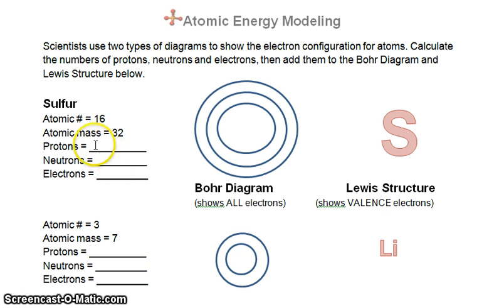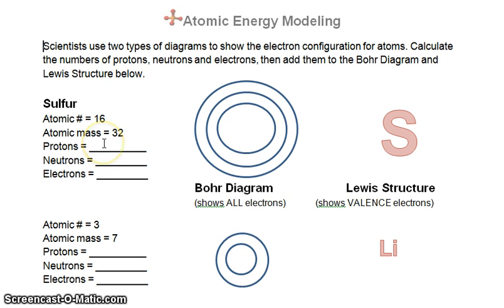So to start out with, every element on the periodic table is going to have a unique atomic number. It's also going to have a unique atomic mass. These numbers are determined by the number of protons, neutrons, and electrons. The number of protons in an element is the same as the atomic number. In fact, that's how it's determined. The number of electrons is generally the same as well.